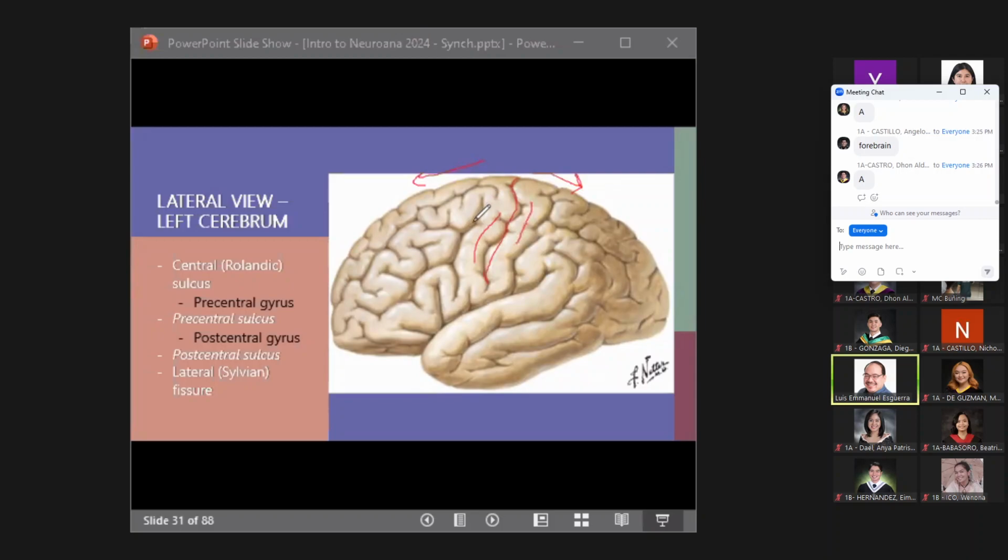There is another groove here, anterior to the precentral gyrus. That is the precentral sulcus. And then, as the terminology goes, the sulcus just posterior to the postcentral gyrus, this one, is the postcentral sulcus. Take note that this here is your lateral, or Sylvian, fissure.